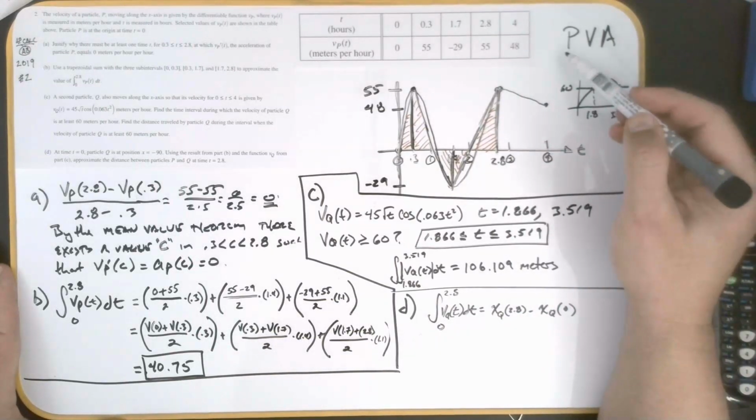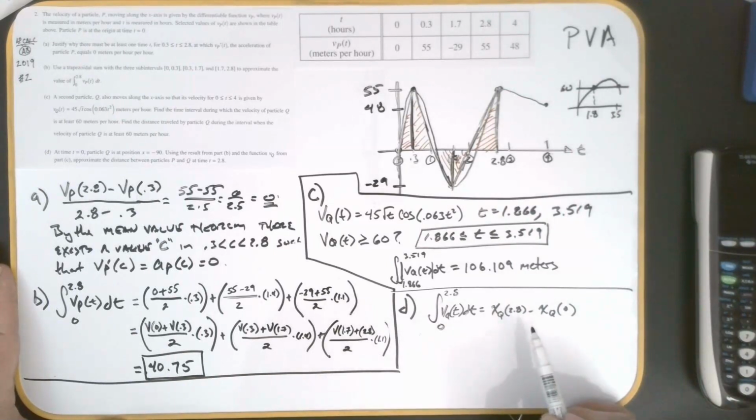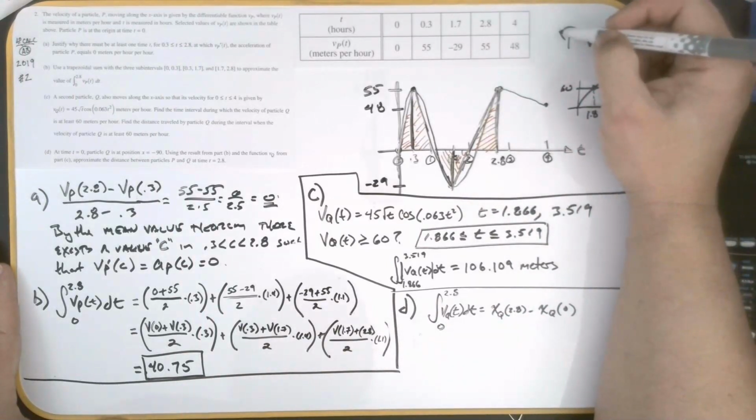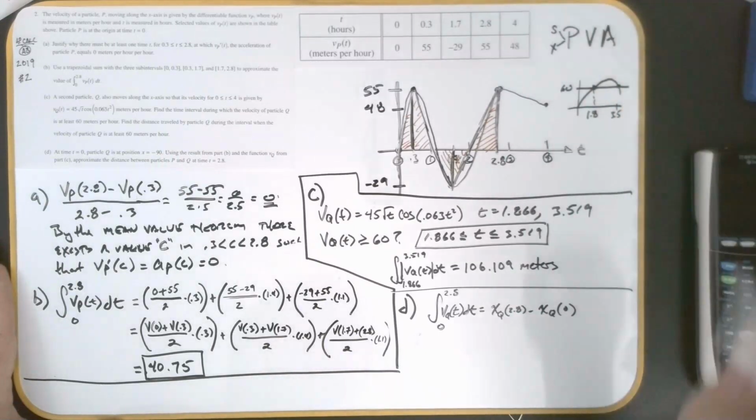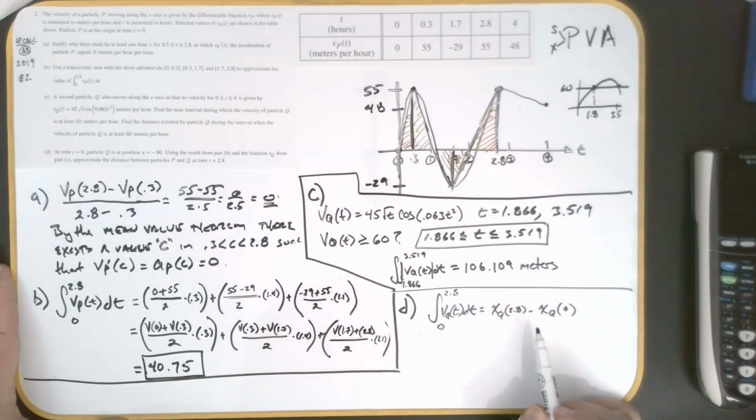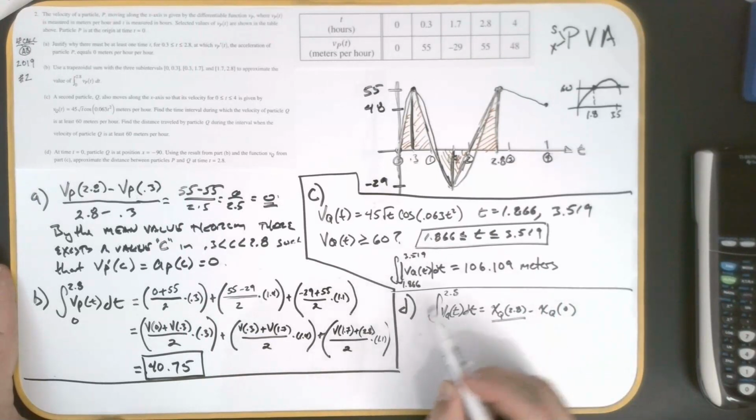Remember, position when you're moving sideways is x. They'll use the letter S for position, or the letter X. They'll never use a P. Okay, so what they're saying is they want this number. They said, where does Q end at 2.8? So we're going to have to take the initial position of Q and add it over here.